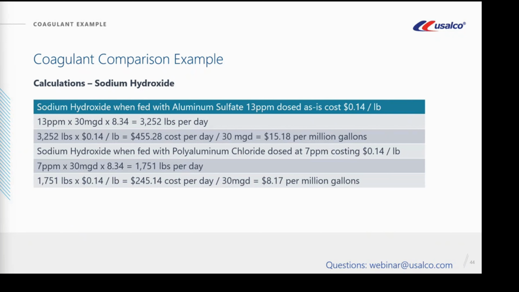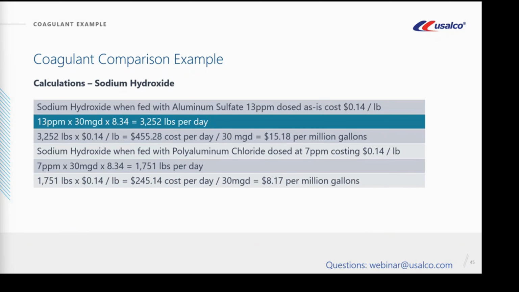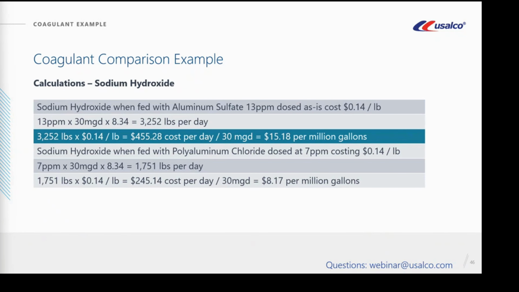When feeding alum, the plant feeds 13 parts at 14 cents per pound. We calculate the pounds per day by multiplying 13 parts by 30 mgd by 8.34, which equals 3,252 pounds per day. We then multiply the pounds per day by the cost of the caustic at 14 cents per pound, which equals $455.28 per day. Then we divide that by 30 mgd, which equals $15.18 per million gallons for the caustic soda.